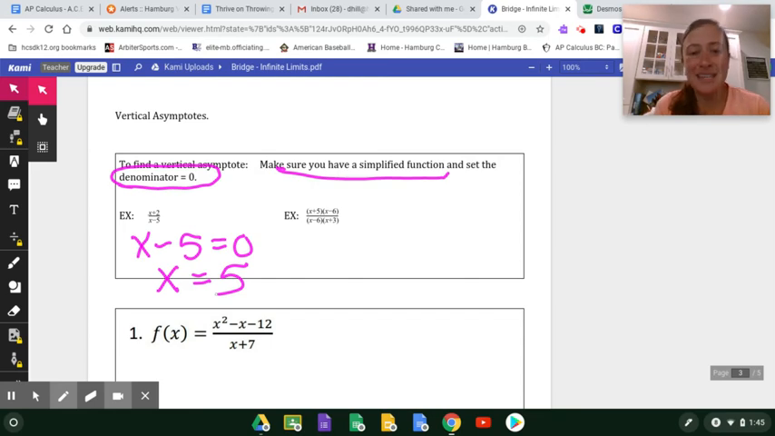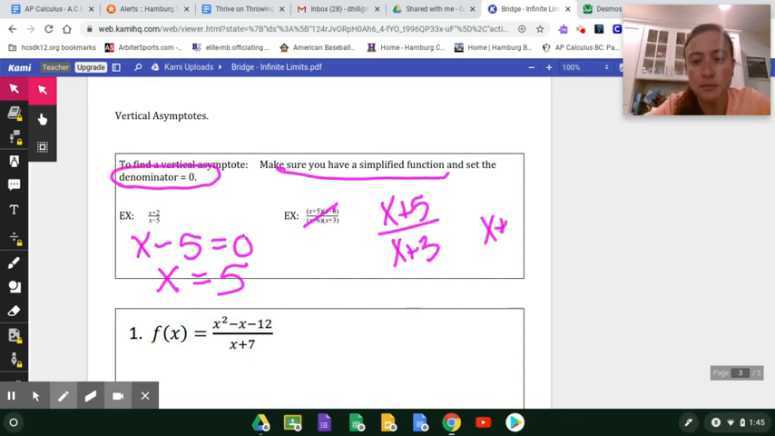Now you'll notice this is not simplified, and I already factored it for you. It is not simplified whatsoever. These x minus 6's divide out. So this function is actually x plus 5 over x plus 3. So you should be able to quickly find the vertical asymptote, hopefully in your head, and we'll verify it with a graph. I'm saying this vertical asymptote is when the denominator equals 0. So I'm going to say that's when x equals negative 3.